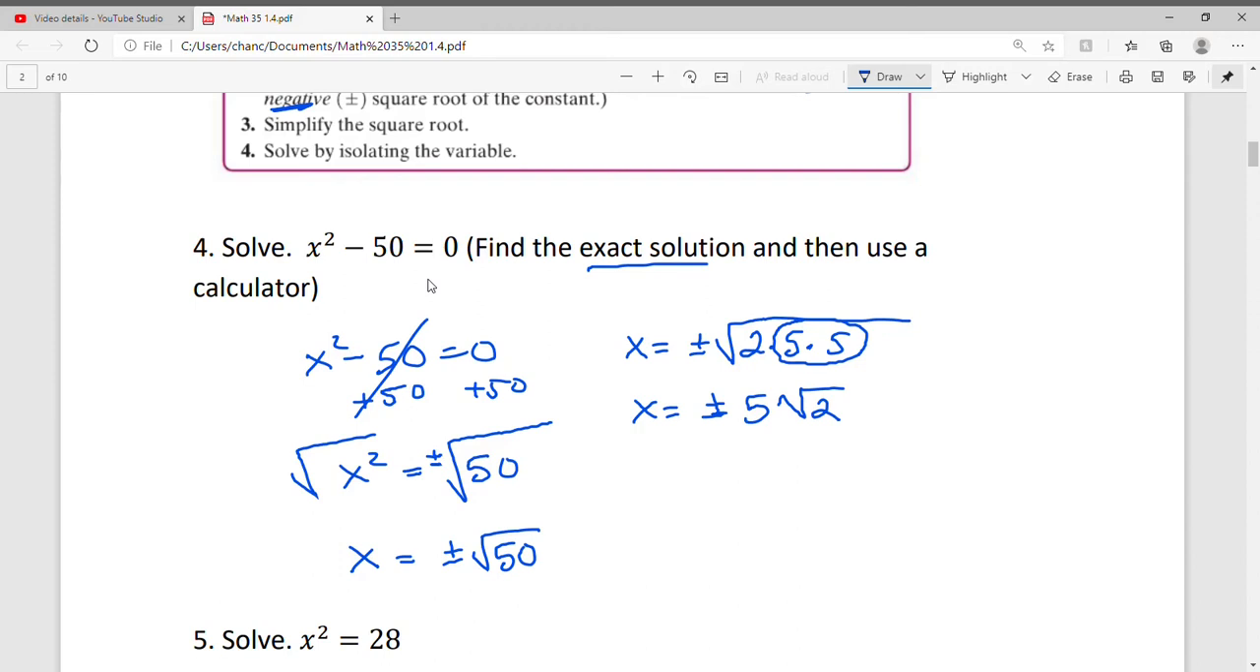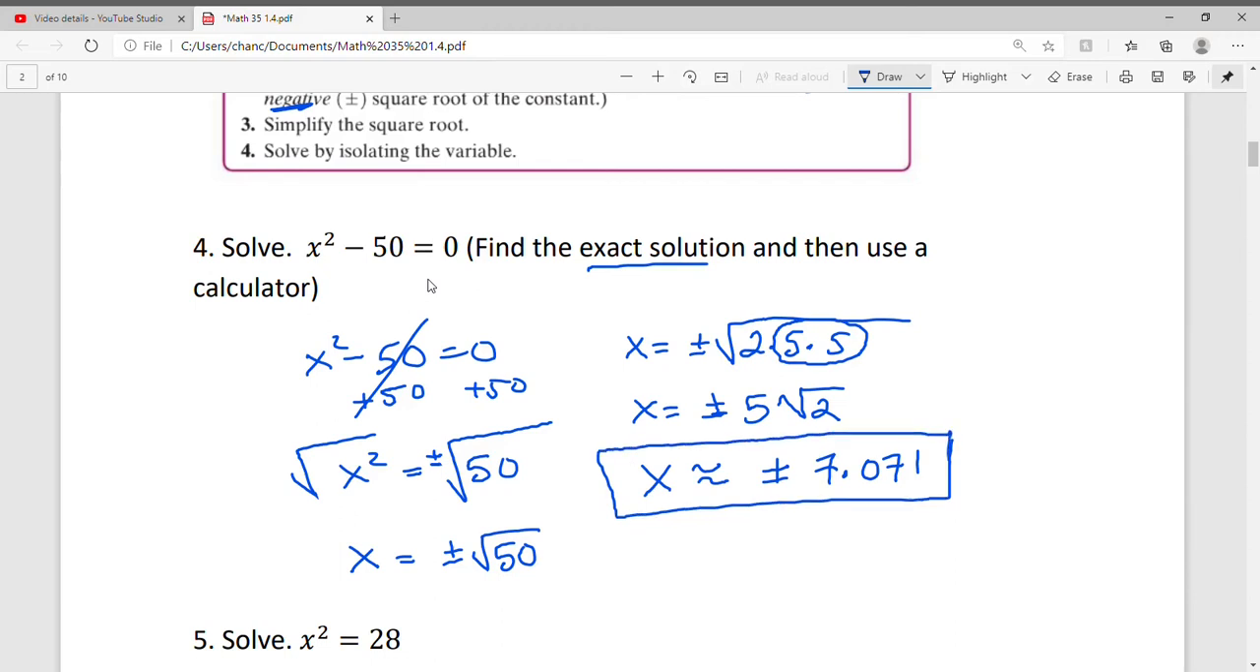Now, if I enter this in my calculator, I should get this is plus or minus 7.071 approximately. So use your calculators and make sure you can also get the decimal form for it if the question requires you to. Practice with your calculator.